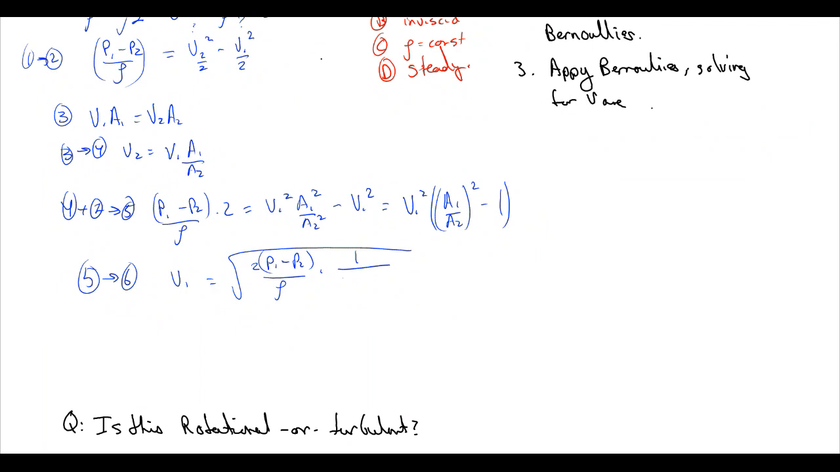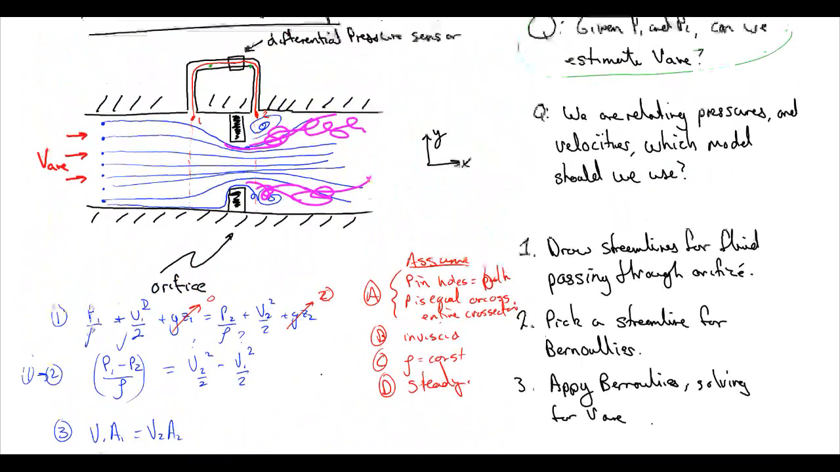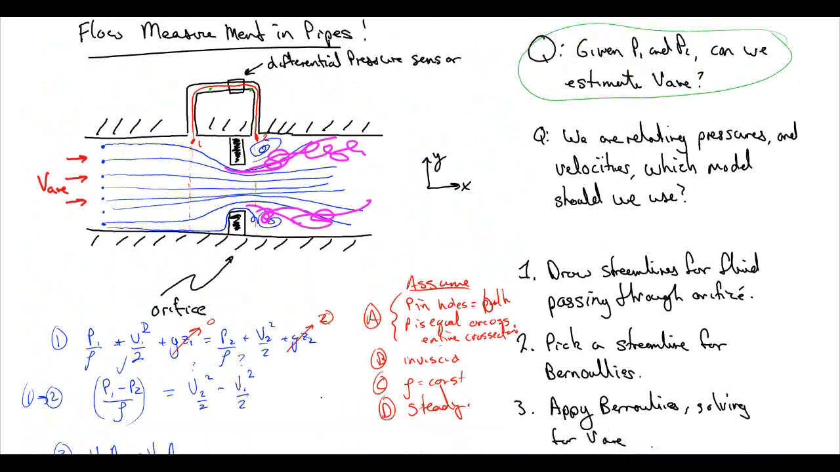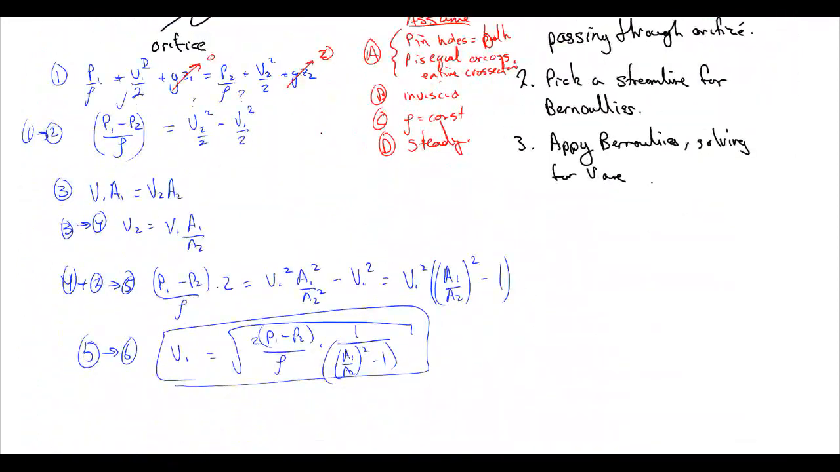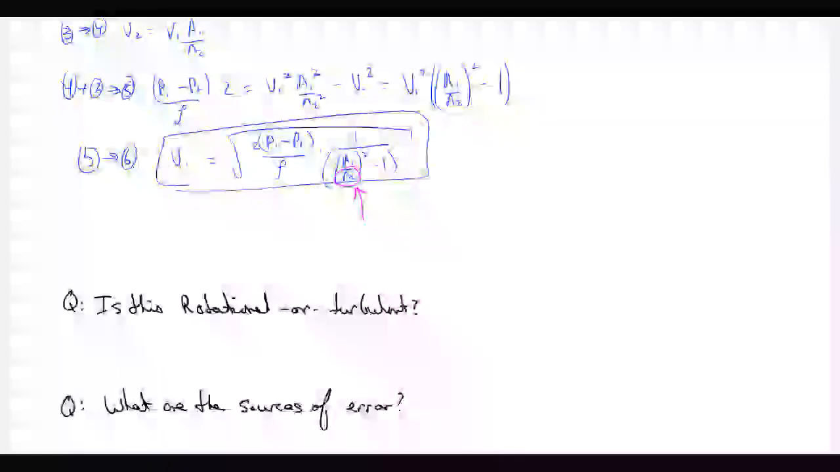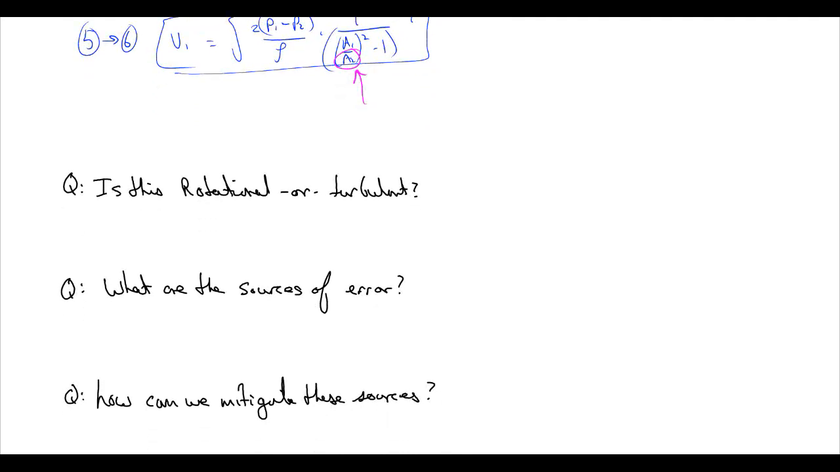Great. So this requires us to know A1 over A2. Now, if you're clever, I haven't specified A2 at all, right? Or A1. We know A1 is equal to the diameter of the pipe, but what is A2? So we still are kind of confused about what A2 is. Well, it turns out for an orifice, this is actually a well-known relationship.